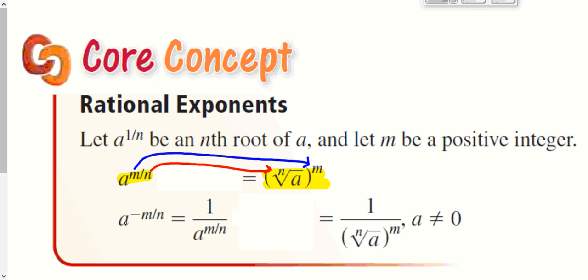So here, if I have a to the negative m over n, the negative brings everything to the bottom of a fraction.